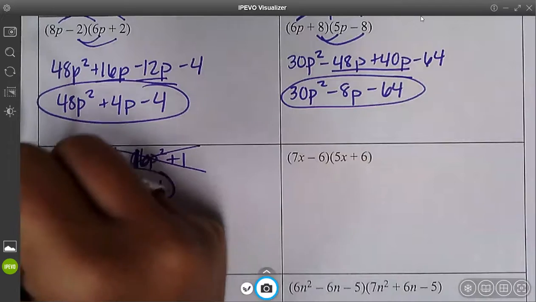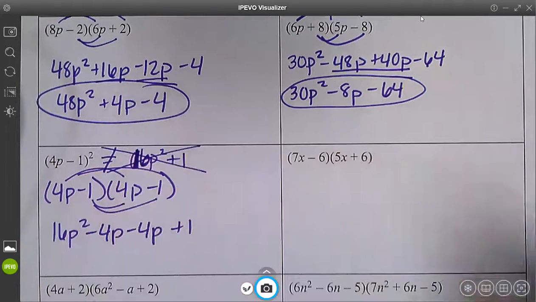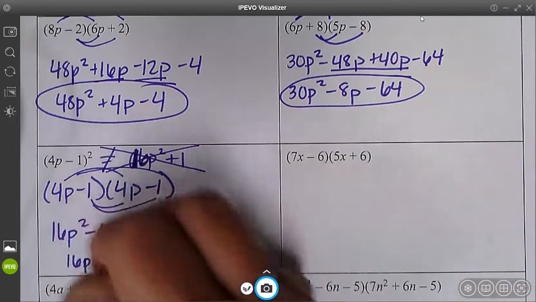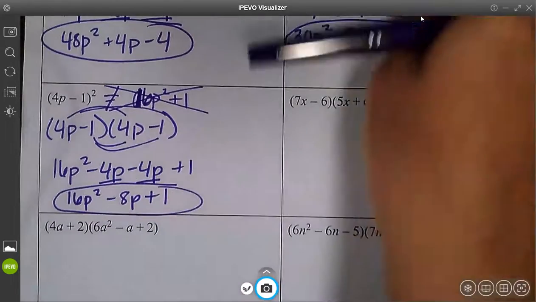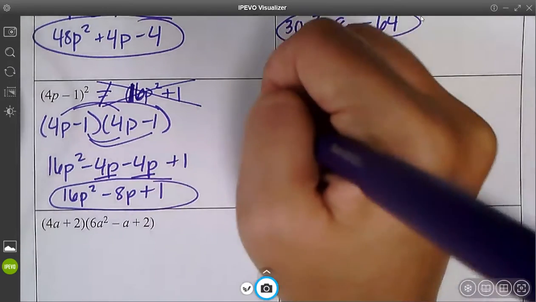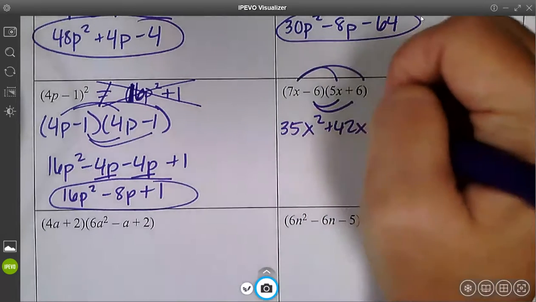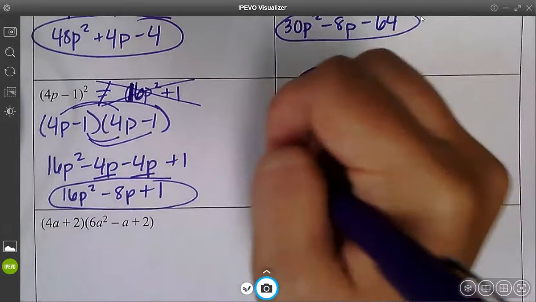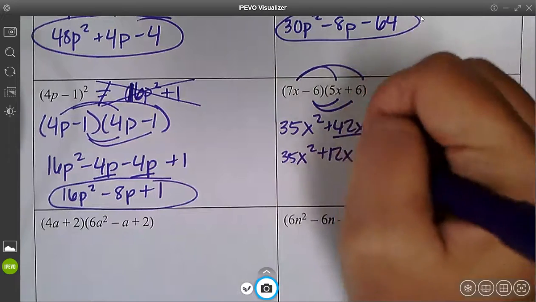You get 16p squared minus 4p minus 4p plus 1. Combine your like terms, 16p squared minus 8p plus 1. The next one, 35x squared plus 42x minus 30x minus 36. Combine your like terms, 35x squared plus 12x minus 36.